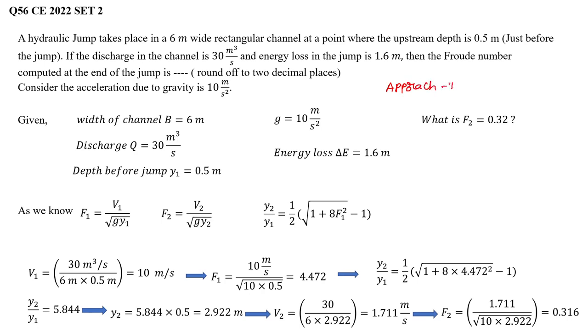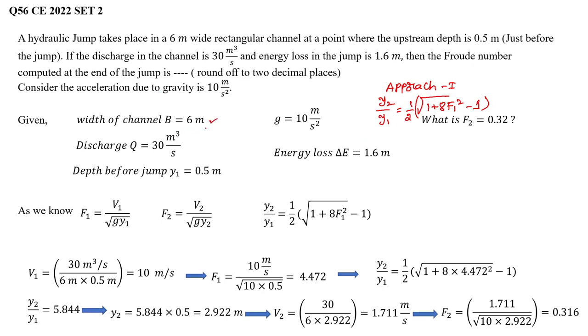This is approach 1, using y2 by y1 equal to 1 by 2 square root of 1 plus 8 F1 square minus 1. So we will use this particular formula and solve the question. So what are the given data?